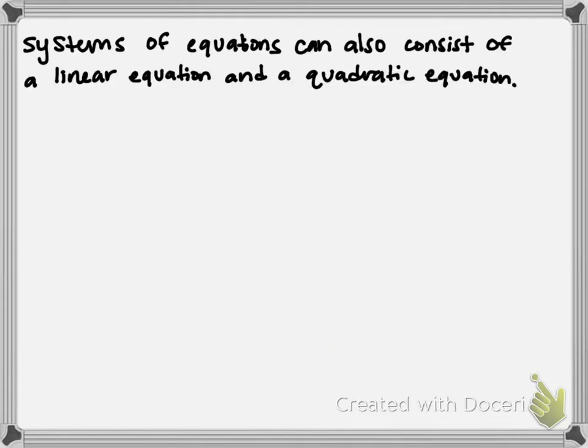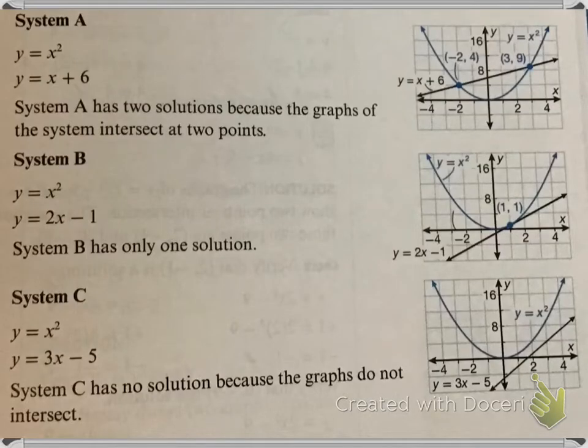All right, systems of equations can also consist of a linear equation and a quadratic equation. So here are some examples. System A, we're going to use y equals x squared and y equals x plus 6. How many solutions are on this graph? Well, there are two, because the linear graph intersects the parabola twice.